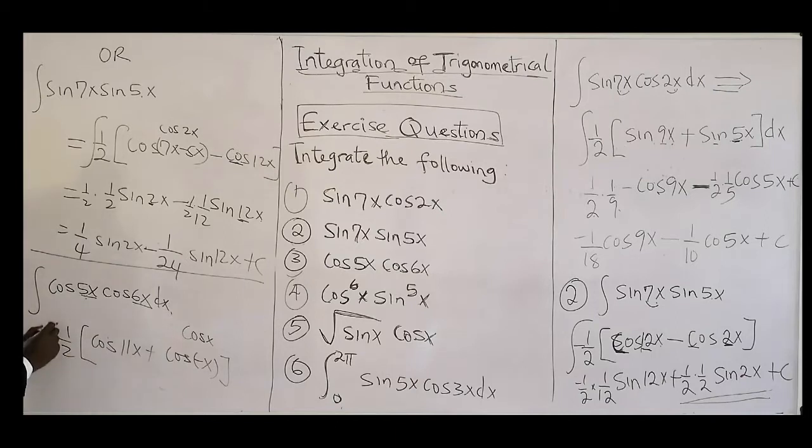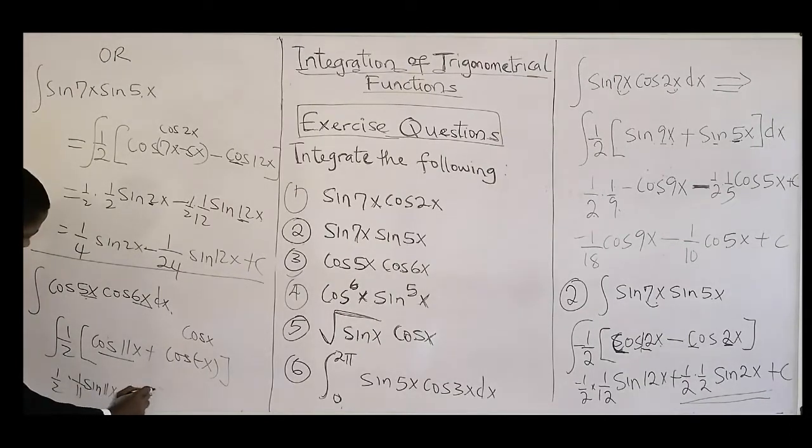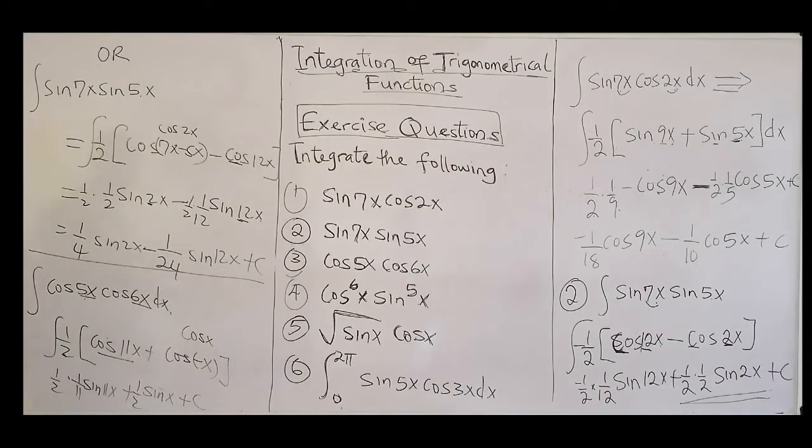So this will be equal to, put your integral here, and then you now have the integral of cos 11x, that will be sine 11x. Then don't forget to divide by that 11, and that is a half here. Okay, then this will give you plus sine x. Then the integral of 1 over 2 is here, 1 over 2 plus c. So that's that on that question.